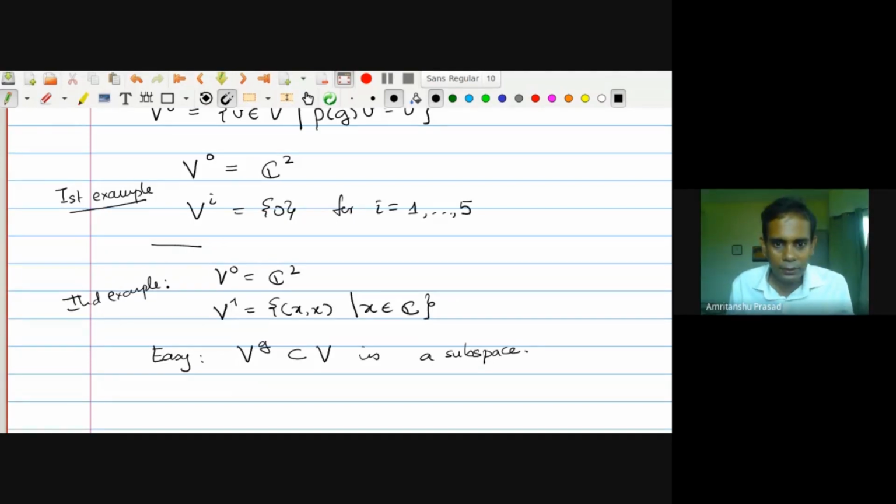So this is all fairly straightforward definitions. I hope everything is clear. If you have any questions, maybe you can type it in the chat. Okay, so it seems like there are no questions so far.